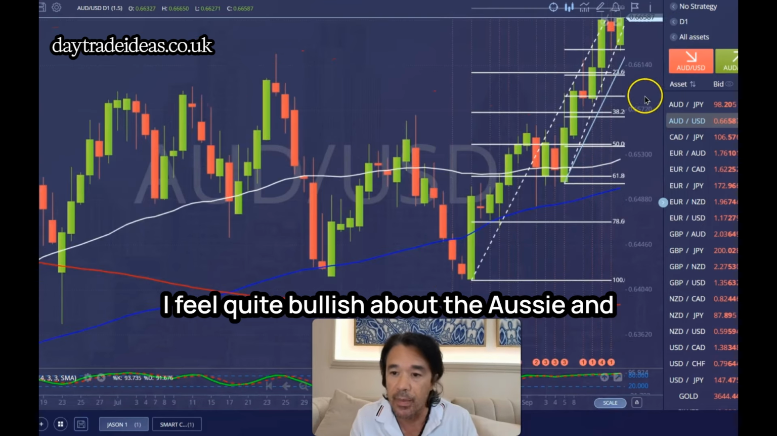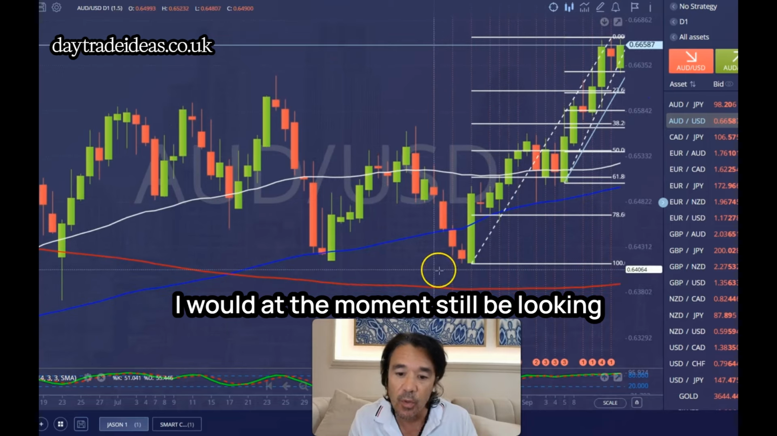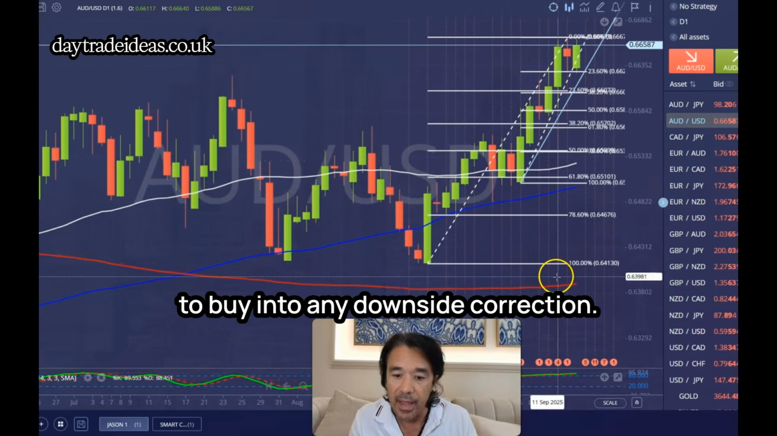I feel quite bullish about the Aussie, and I would at the moment still be looking to buy into any downside correction.